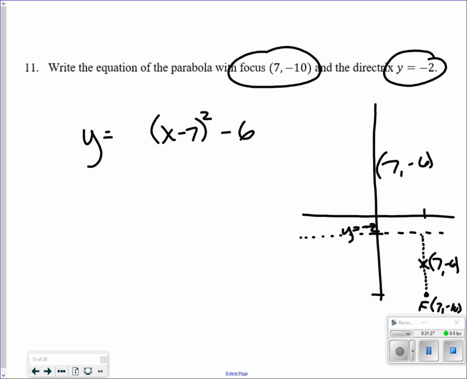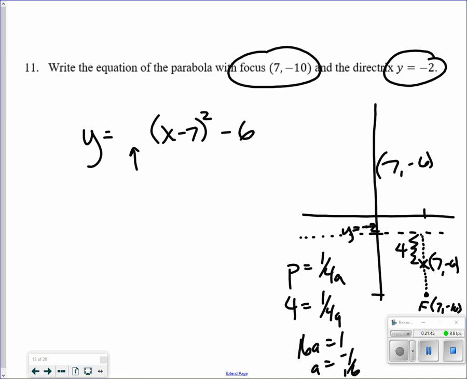And then the next thing I need to figure out is what the a value is going to be. The p value from the picture is 4, and p is equal to 1 over 4a. So 4 is equal to 1 over 4a, and now I can calculate this equation for a. Notice I went ahead and put a negative 1/16. It's 1/16, and because it's downward, it's a negative 1/16. So again, all the different things about the parabola that you did before when you were given the equation, you are now trying to figure out how to write the equation.